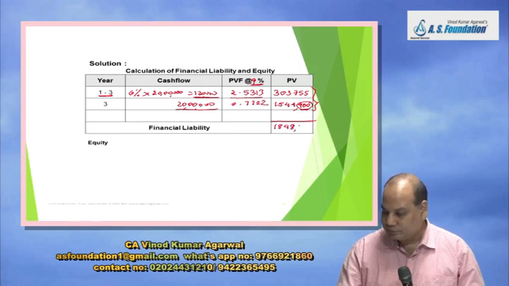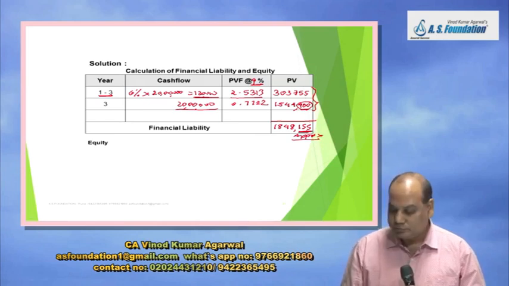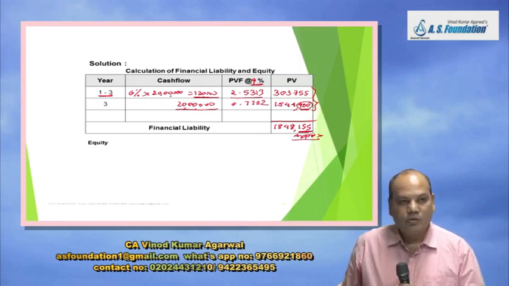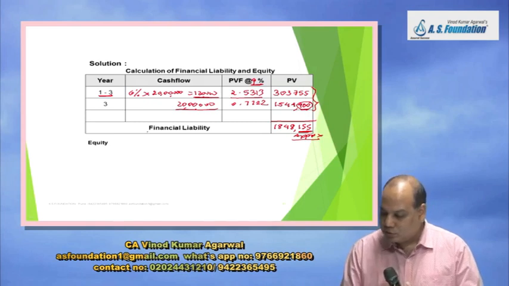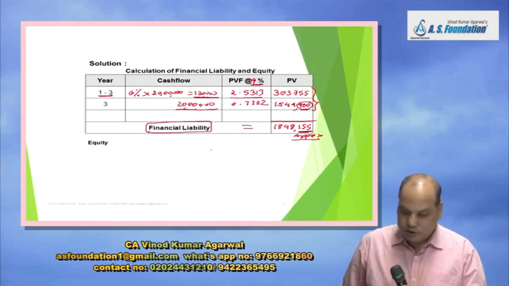1,848,155 approximately. I'm writing approximately, your answer can be slightly different. No problem. What is this? You write there, financial liability equal to. Okay, I have written it for you.